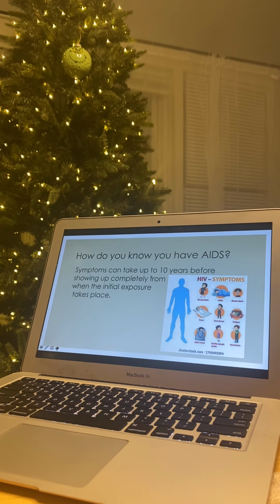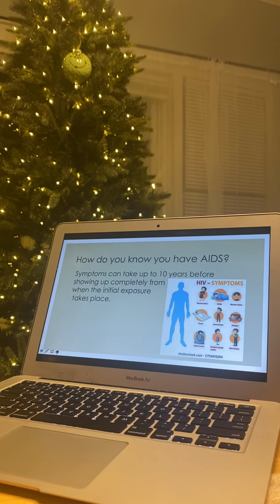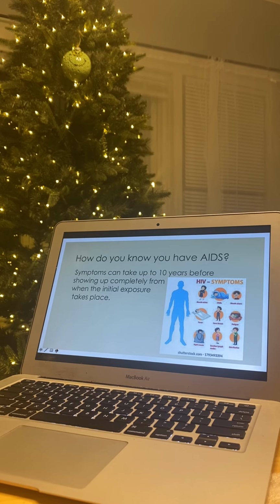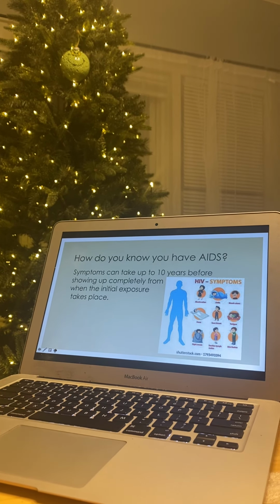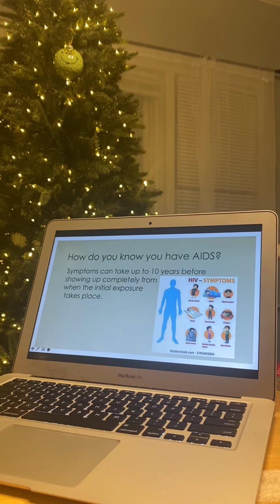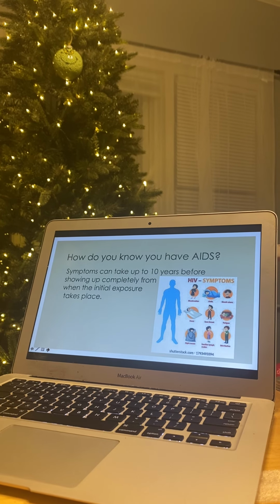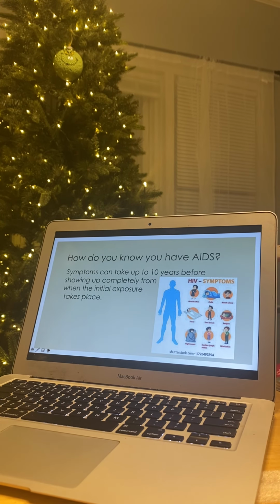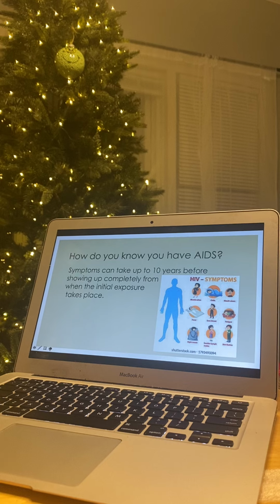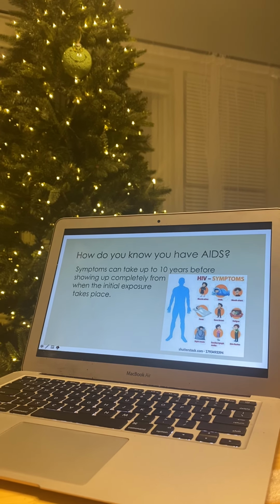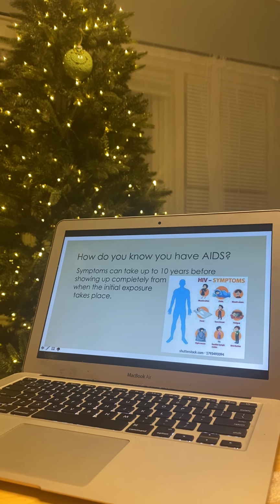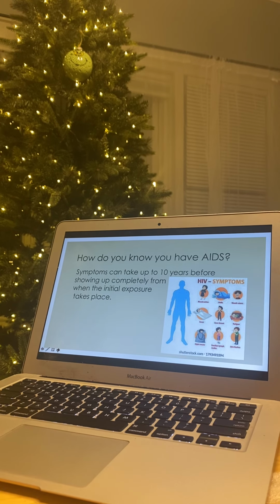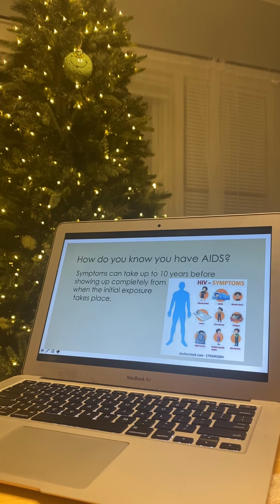How do you know you have AIDS? Symptoms can take up to 10 years before showing up completely from when the initial exposure takes place, which is mind-blowing to think about. You could have been exposed 10 years ago and got it, and you had no idea this entire time, and potentially transmitting it to other people and not knowing it, and you spent all this time before you ever got any help.